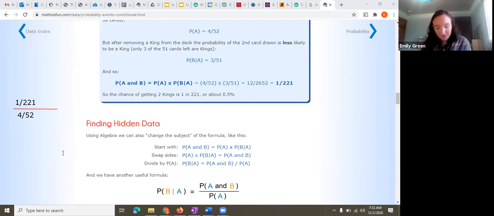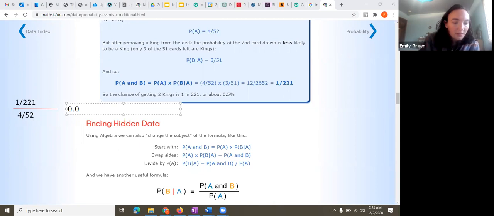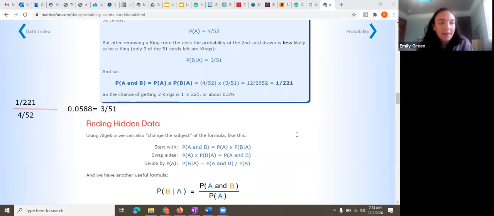And if you put this into your calculator, 1 divided by 221 divided by 4 divided by 52, it gives me, and I'll write this out for you, 0.0588. Well, that is the same as if I say 3 divided by 51. So you can check that for yourself. It's just walking backwards to get a different number if we don't know some of the other numbers.